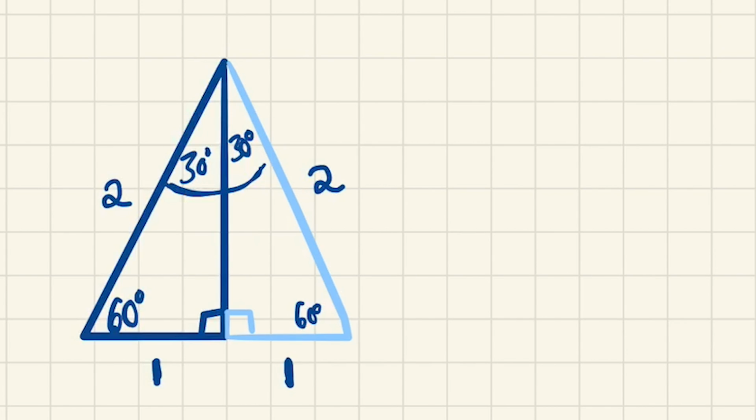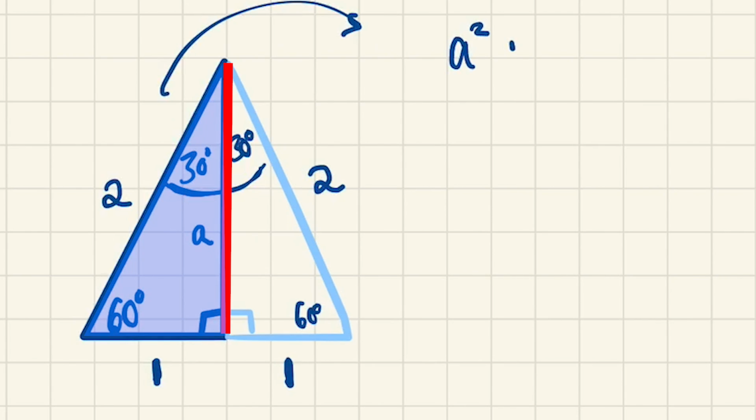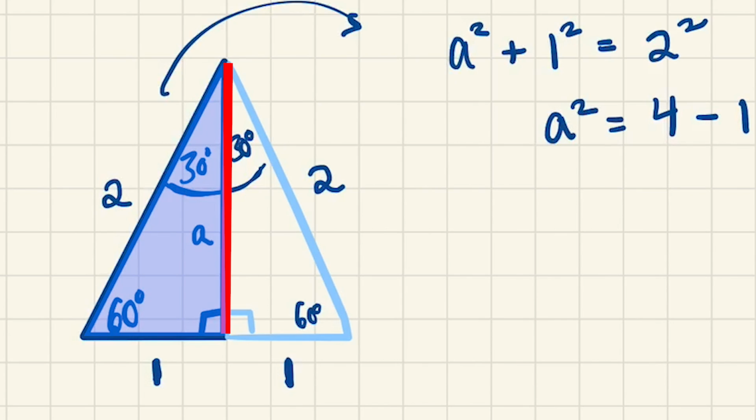So the only thing missing is the altitude of the triangle. But again, we can use the Pythagorean theorem and say, well, a squared plus 1 squared is equal to 2 squared, and solve for a. So a squared is 2 squared, which is 4, minus 1 squared, which is 1, so a squared is equal to 3, and therefore a is the square root of 3.